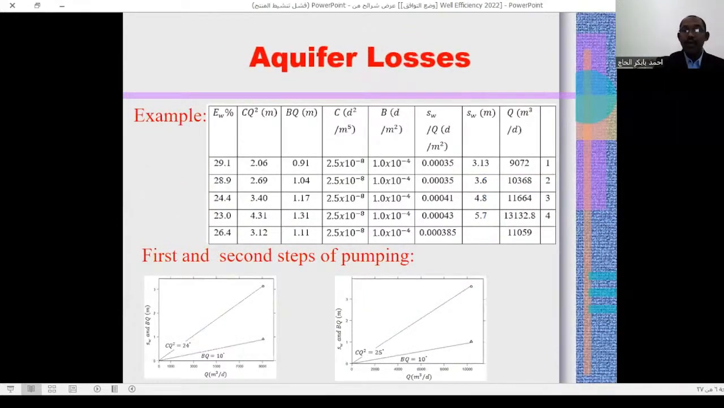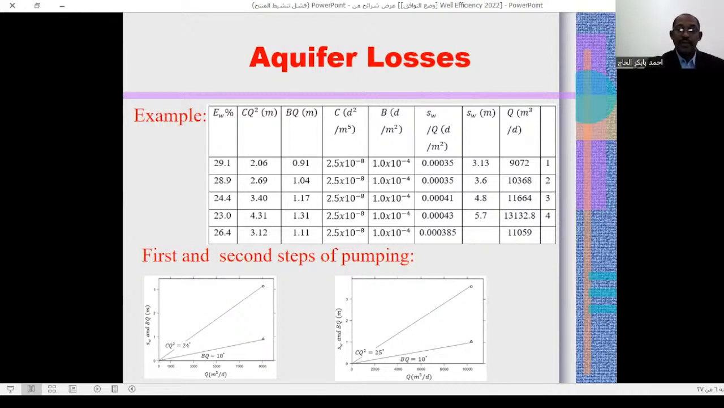For this example, discuss the aquifer losses in the first quantity of aquifer, and second, third, and fourth. The minimum quantity is more than 9,000, and the maximum quantity is more than 13,000 cubic meter per day.